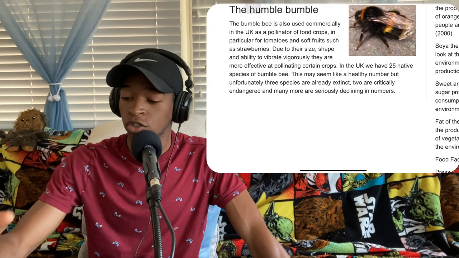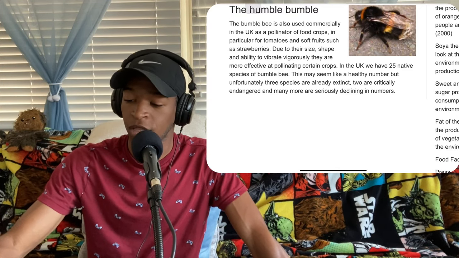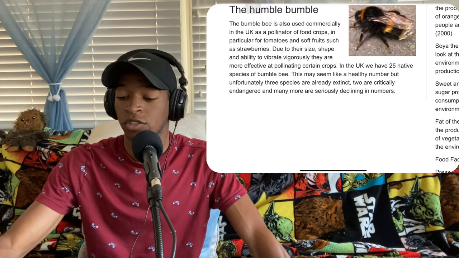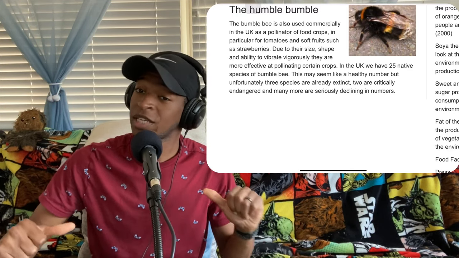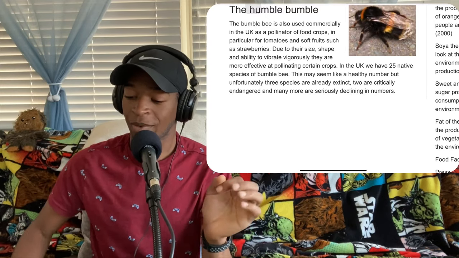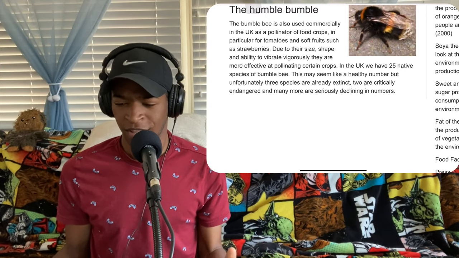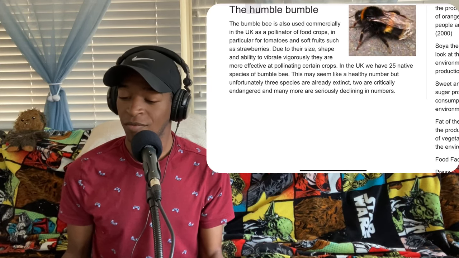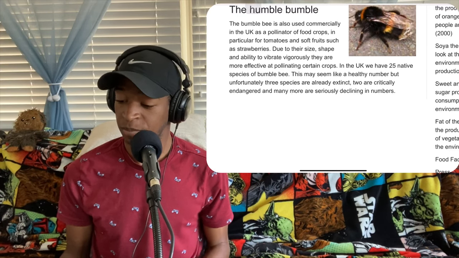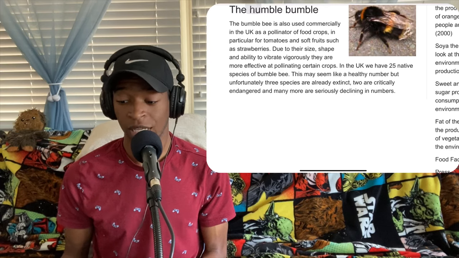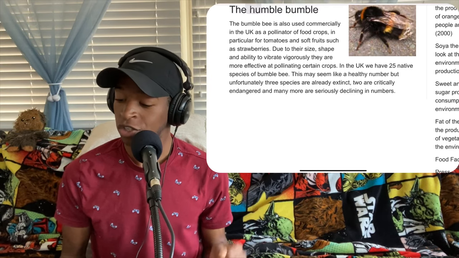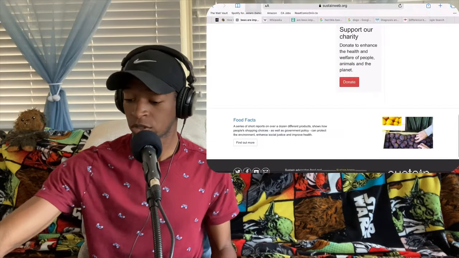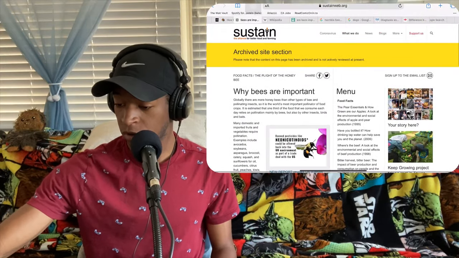The bumblebee is also used commercially in the UK as a pollinator of food crops, in particular for tomatoes and soft fruit such as strawberries. We're also growing tomatoes. Due to their size, shape, and ability to vibrate vigorously, they are more effective at pollinating certain crops. In the UK, we have 25 native species of bumblebee. This may seem like a healthy number, but unfortunately, three species are already extinct, two are critically endangered, and many more are seriously declining in numbers. So that, I believe, is the end of this article.